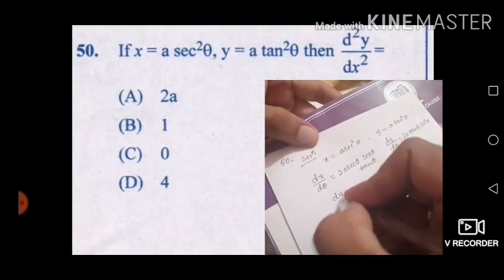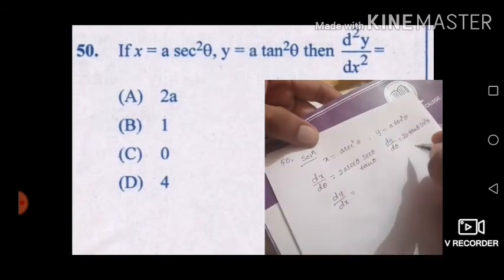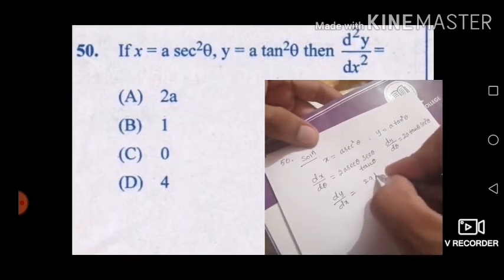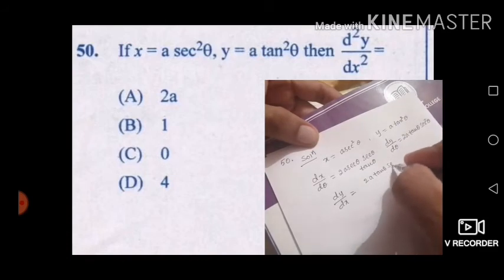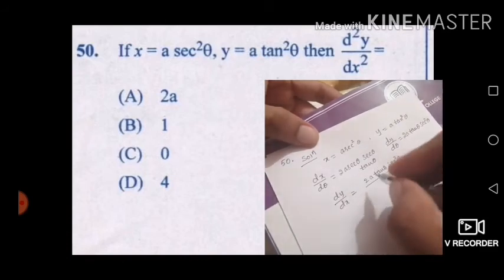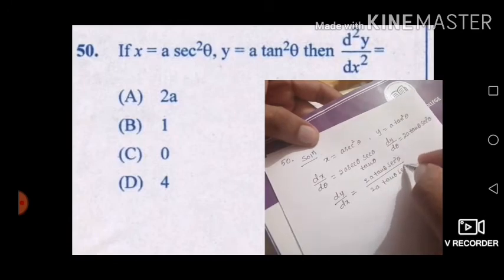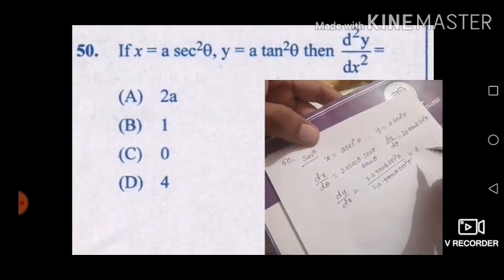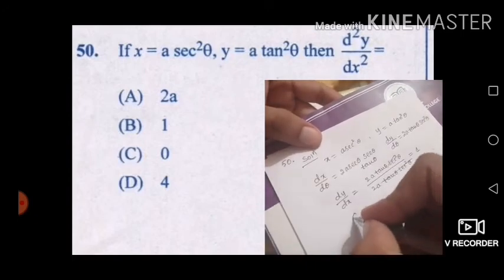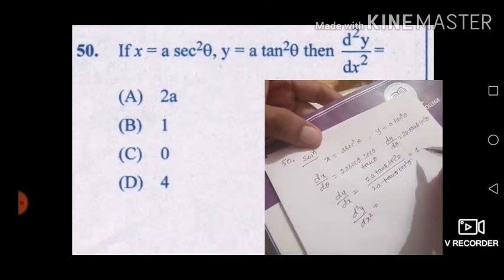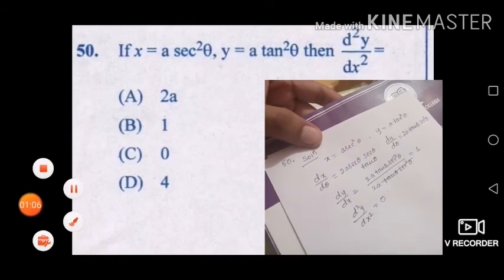When we are finding dy by dx, which is equal to the y terms first, that is 2a tan theta secant square theta, divided by, here also the same thing, 2a tan theta secant square theta. It's very clear, which is equal to 1. But we need the second order. When we differentiate again, d square y by dx square, it's very clear, anybody can understand. The differentiation of a constant is 0. Hence option C is correct.